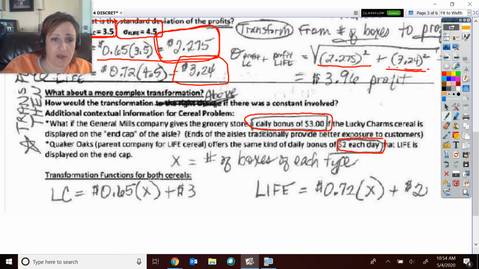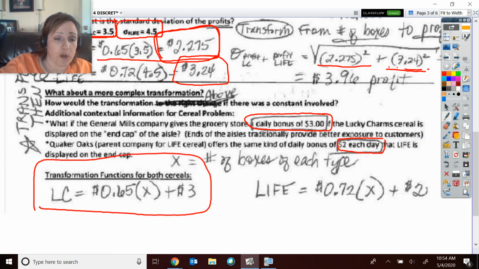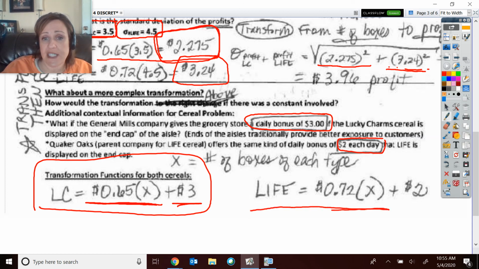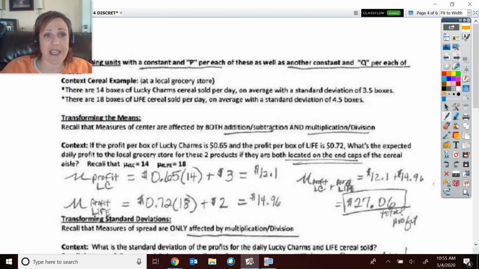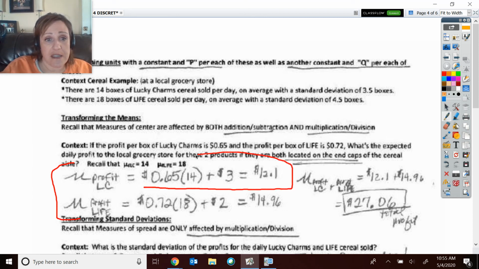So see, here is now this transformation. For Lucky Charms, it's 65 cents per box plus $3 for the profit. And Life is 72 cents per box plus $2. So then we ask, okay, how is that mean and standard deviation affected? So transform first and then combine. So we're going to do that here. Look, my mean is affected by the plus 3. So that is on average then 12.1 per day that I have them displayed on the end caps.